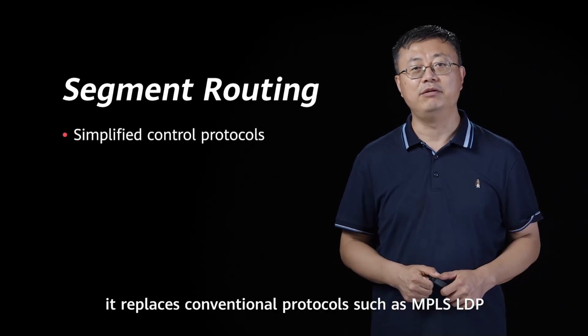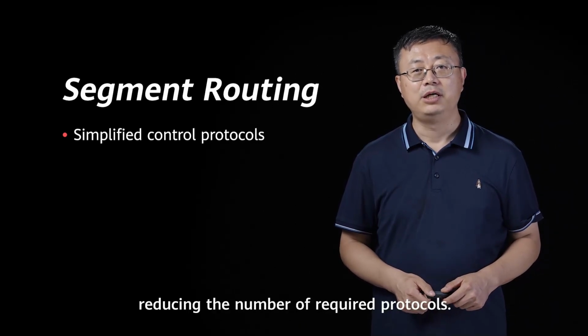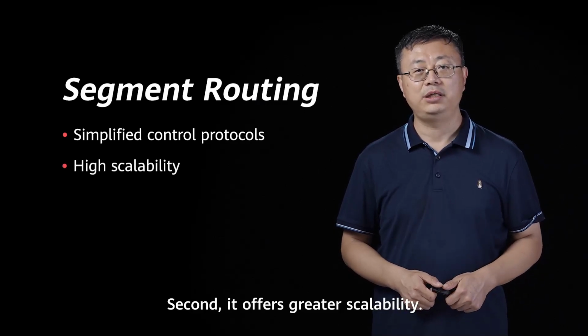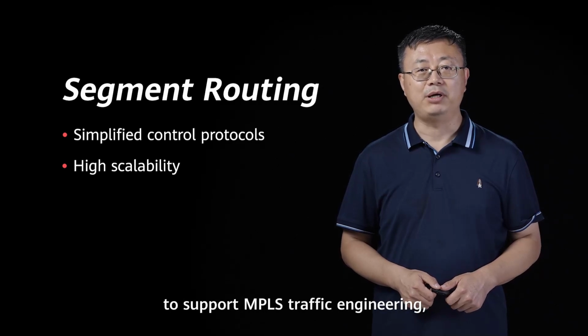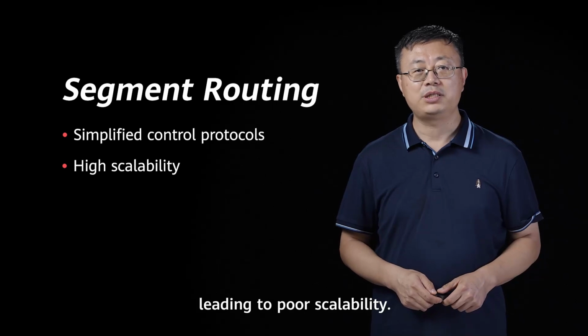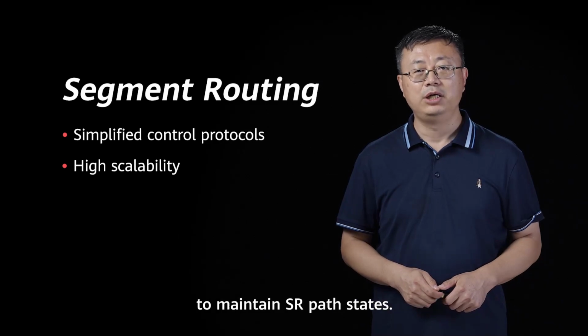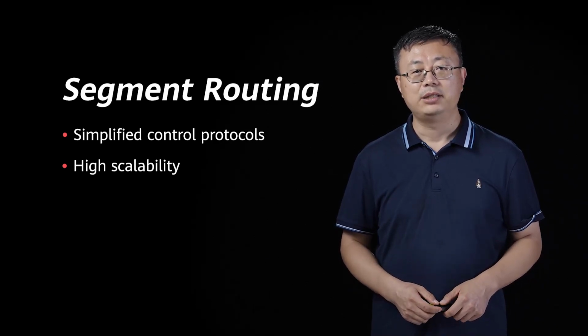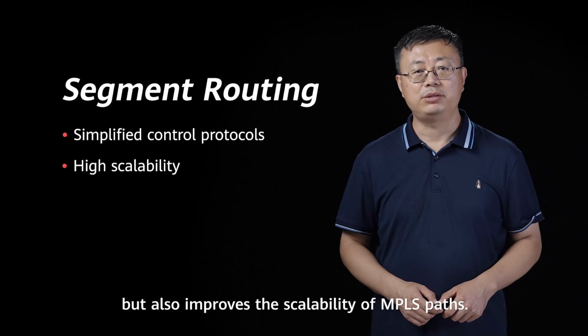First, it replaces conventional protocols such as MPLS's LDP and RSVP, reducing the number of required protocols. Second, it offers great scalability. Traditionally, RSVP signaling is transmitted in soft state mode to support MPLS traffic engineering, leading to poor scalability. In contrast, segment routing only requires the ingress to maintain SR path states. This not only reduces the number of network states to be maintained, but also improves the scalability of MPLS paths.